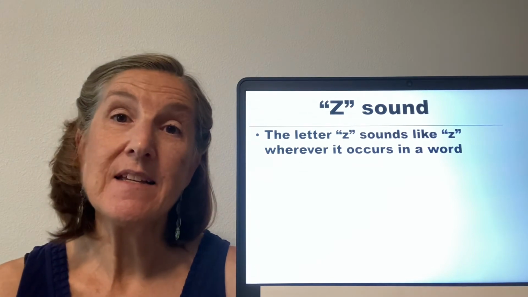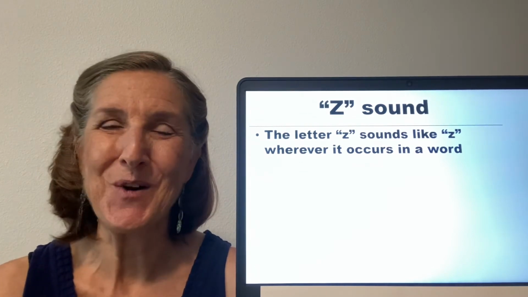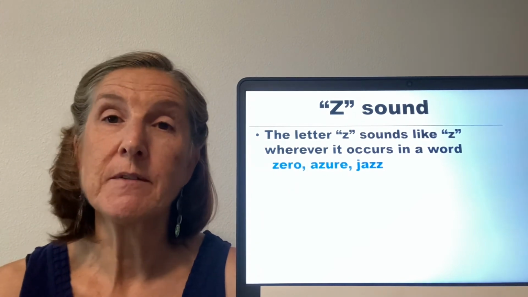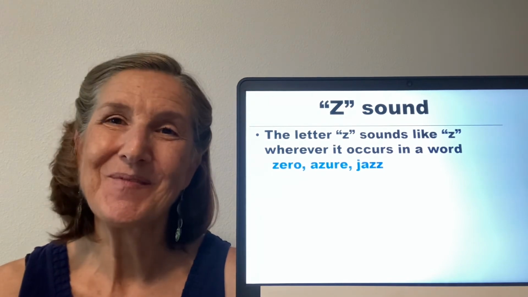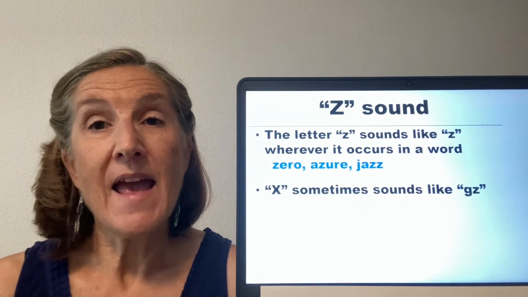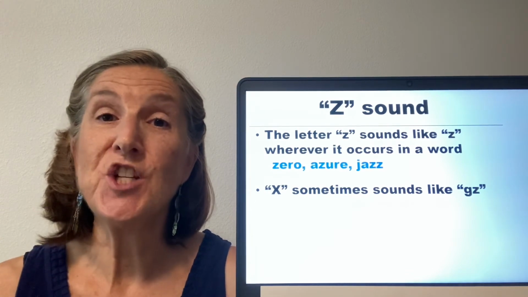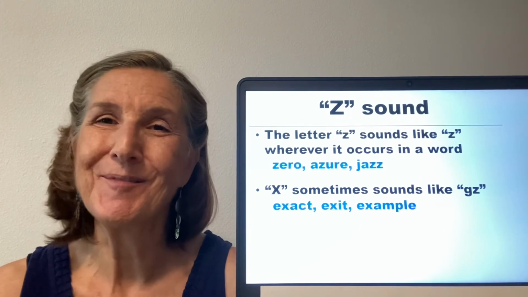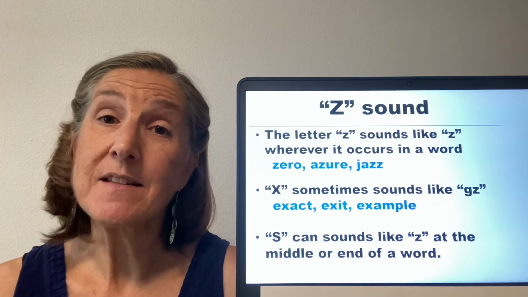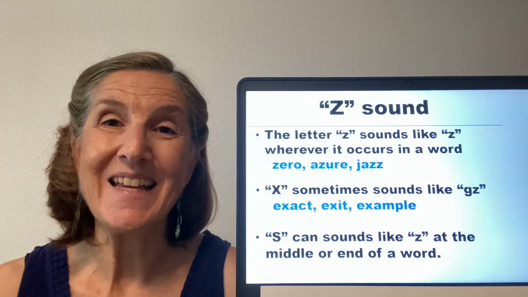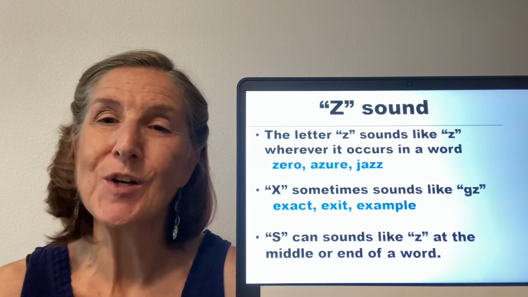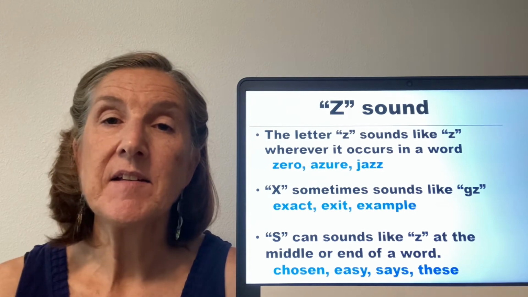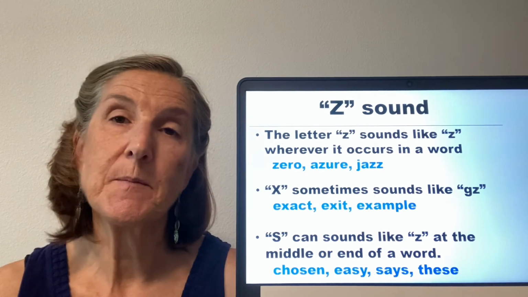Well, the letter Z sounds like Z wherever it occurs in a word. At the beginning, we have zero. In the middle, we have azure. And at the end, we have jazz. The X will sometimes sound like a GZ, as in the words exact, exit, and example. And then the letter S will sometimes sound like a Z at the middle or an end of a word. And that can be words like chosen, easy, says, or these.